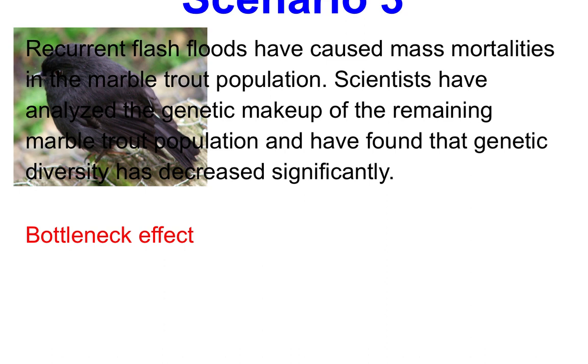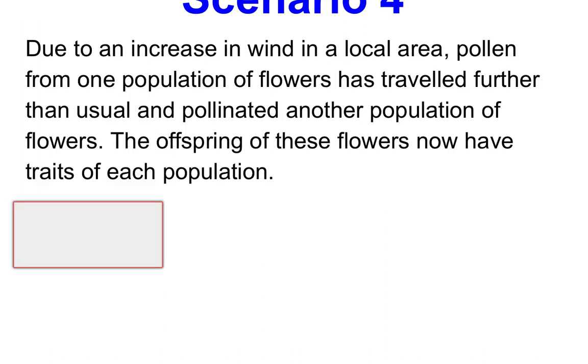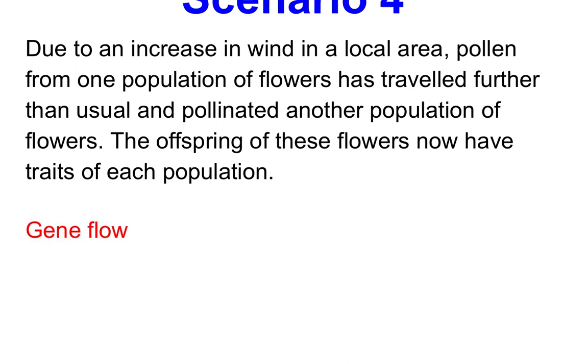small, non-diverse genetic group. Due to an increase in wind in a local area, pollen from one population of flowers has traveled further than usual and pollinated another population of flowers. The offspring from these flowers now have traits of each population. Can you give me an idea what mechanism this is? It's an example of gene flow. Like literally gene flow with the wind.